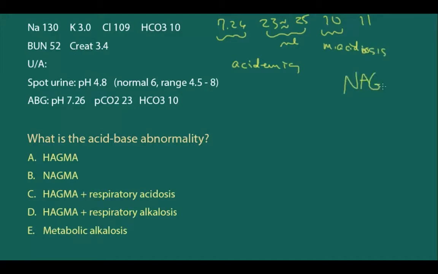Now, a couple of things here. 1, anytime you see a NAGMA, you do a urine anion gap. That's option number 2, urine anion gap, to see if it's being caused by an RTA or bicarbonate loss from the gut. And negative urine anion gap means gut loss.